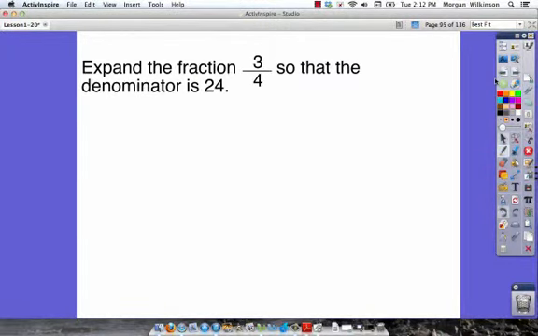Alright, let's go ahead and expand the fraction 3/4 so that the denominator is 24. So if we want the denominator to be 24, we're going to start with the problem 3/4. And what we want is to end up with a new fraction where the denominator is 24. What we have to figure out is what number do we have to multiply 4 by to get to 24? Or what is 24 divided by 4? Hopefully you said 6. So 4 times 6 is equal to 24.